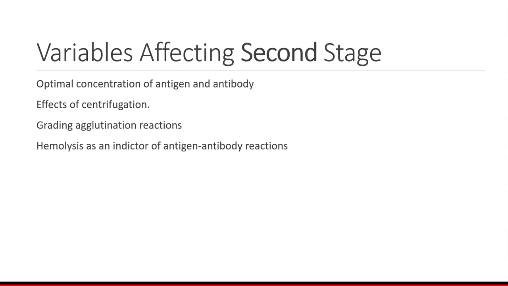Grading agglutination reactions. If you shake too hard, you will end up with either a decreased amount of agglutination or potentially a false negative. And why this is important: in ABO, if you get less than a 4+ in the forward type, then something's wrong. Especially in the reverse type, 3 to 4+ is expected. But in the forward type, it must be 4+. If you're getting less than 4+, you're shaking your tube too hard. Recognizing hemolysis as an indicator of antigen-antibody reactions requires the presence of active complement.